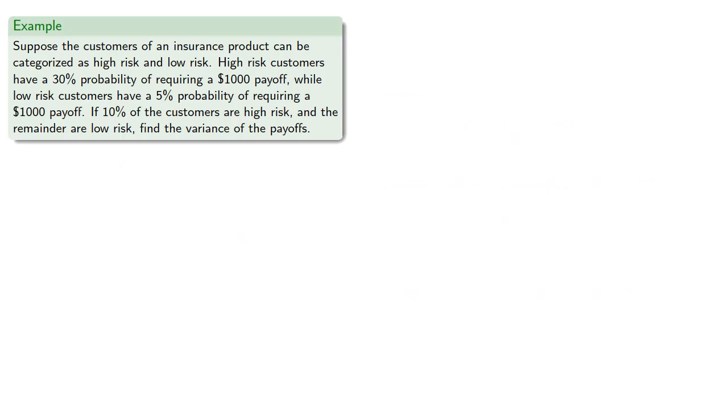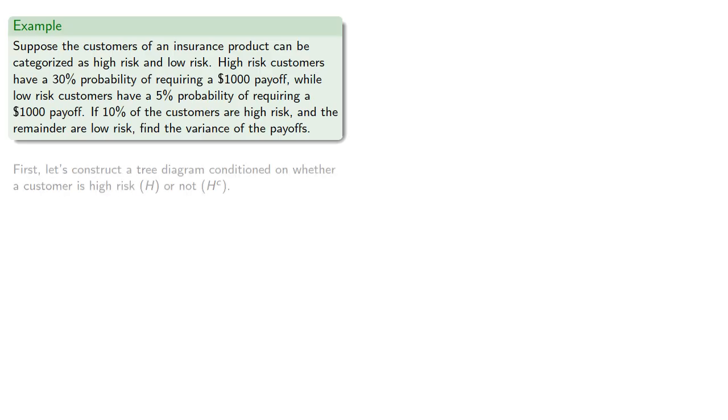So for example, let's suppose the customers of an insurance product are categorized as high or low risk. High-risk customers have a 30% probability of a $1,000 payoff, and low-risk customers have a 5% probability of a $1,000 payoff. If 10% of the customers are high risk and the remainder are low risk, let's find the variance of the payoffs. So let's do this without the law of total variance first.